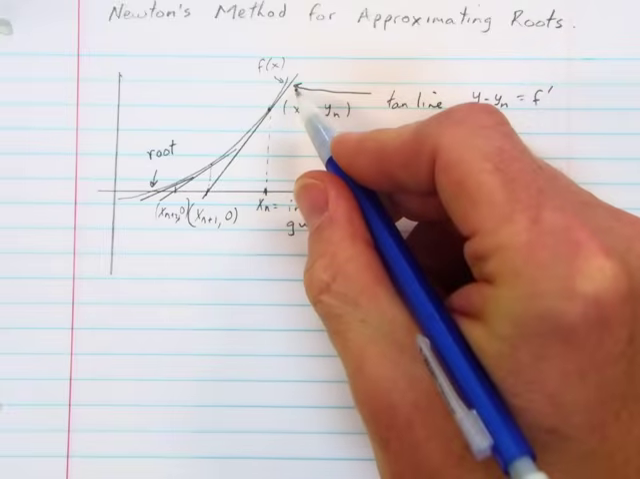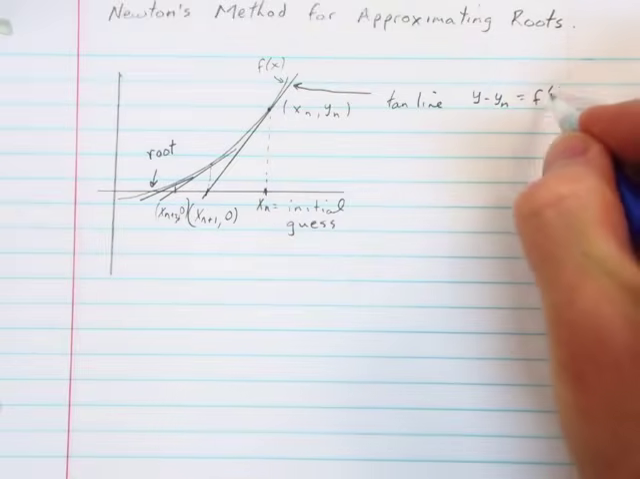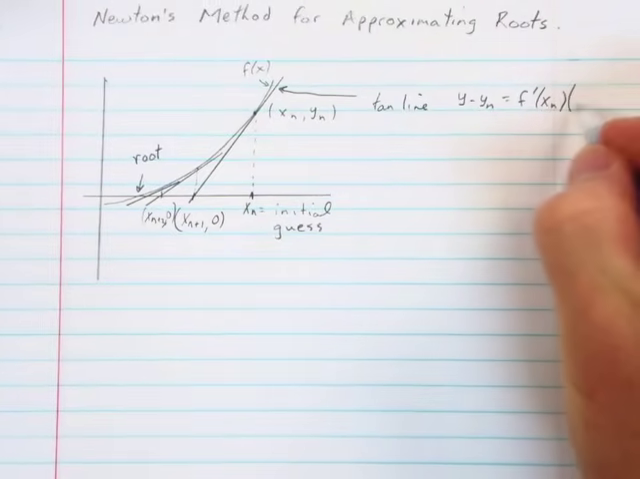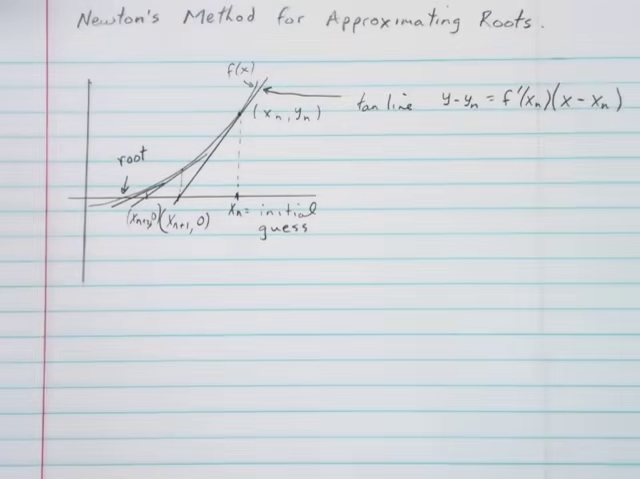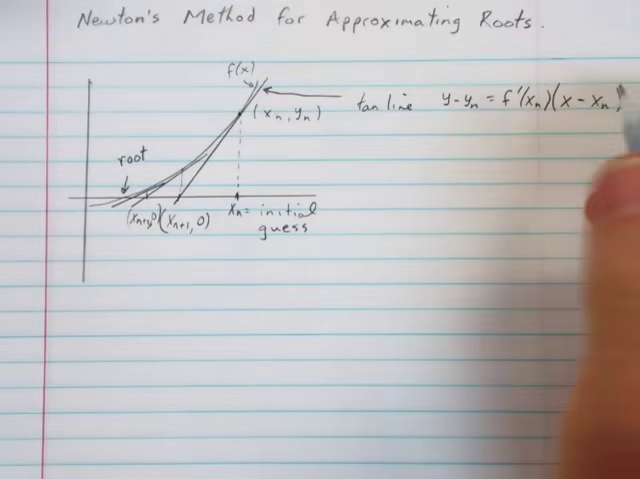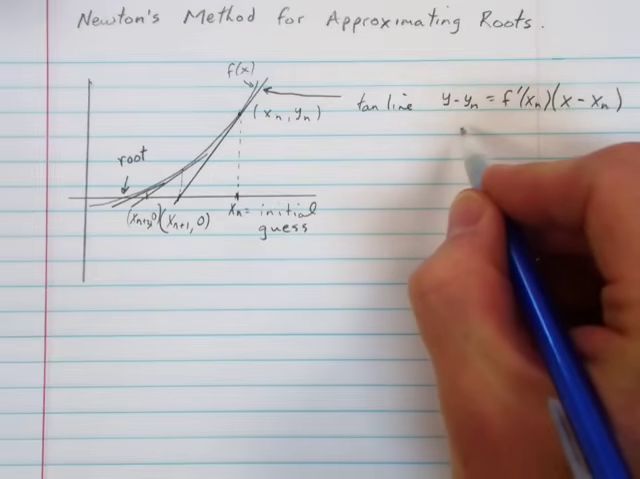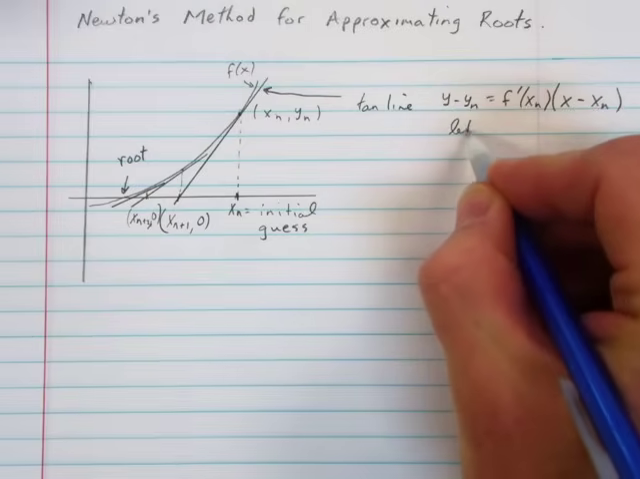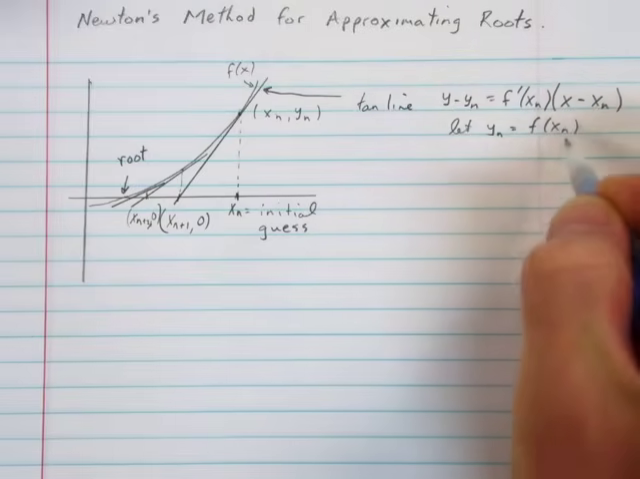Now, where are we evaluating that derivative? We're going to be evaluating at that same x value. So f prime of x sub n times x minus x sub n. Just so we can have it all in terms of f, which is what we're going to want to go to, what we're going to do is say let y sub n equal f of x sub n. We're just going to use that.